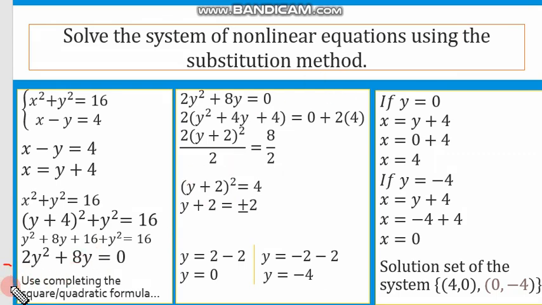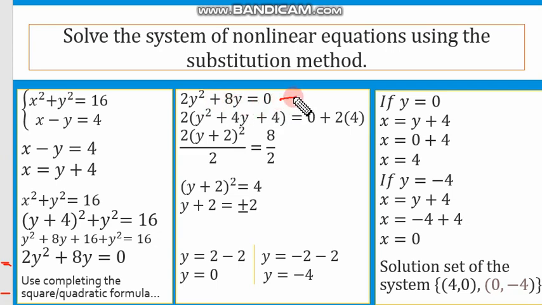2y squared plus 8y is equal to 0. Since one of our variables is gone, leaving y, we could determine the y. So at this point, 2y squared plus 8y is equal to 0. We will factor this one to get the value of y. We could use methods like completing the square or the quadratic formula. Earlier we used the quadratic formula, so this time we will use completing the square. Okay, so 2y squared plus 8y is equal to 0.